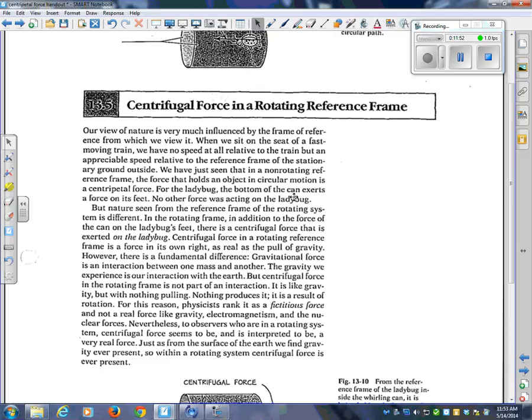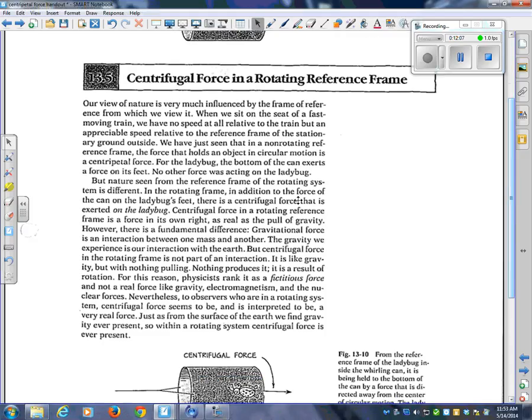It's that force inward, right? You can't say there's a missing force, because is there a force of the ladybug on the can? Yes, there is. That exists, right? Okay. It's kind of confusing. You'll have to stop and think about it. It's taken me a while to work through that explanation.